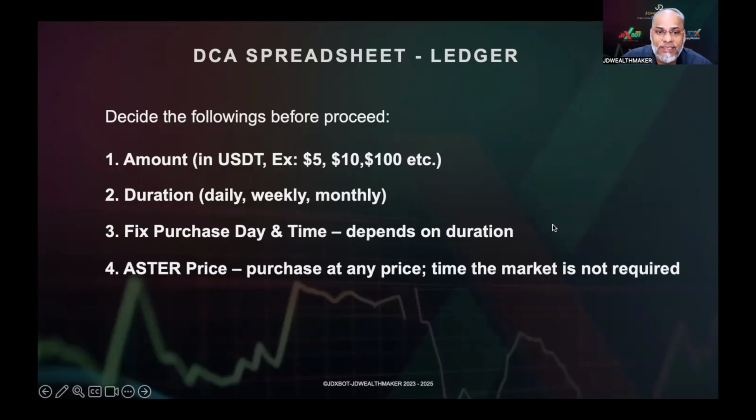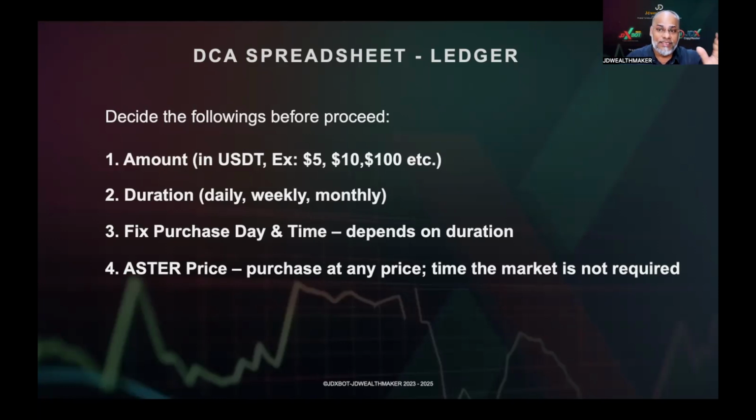And last but not least, the price. You purchase at any price. You do not need to time the market because we are doing DCA. So you don't care what the price is. If you say, I want to buy $10 every Monday at 2 o'clock, you just buy at 2 o'clock, whatever the price. Can you understand me?